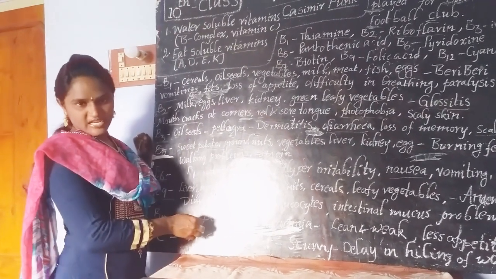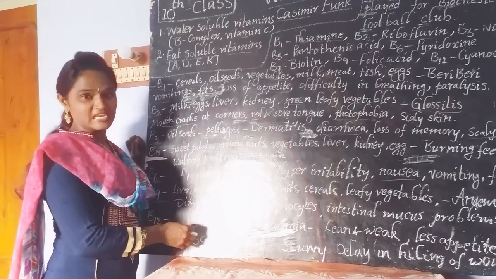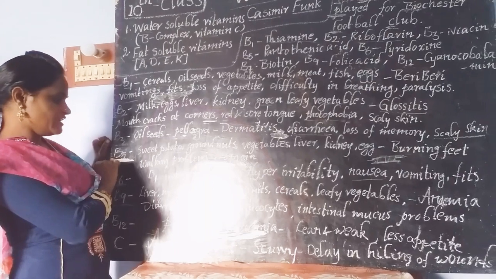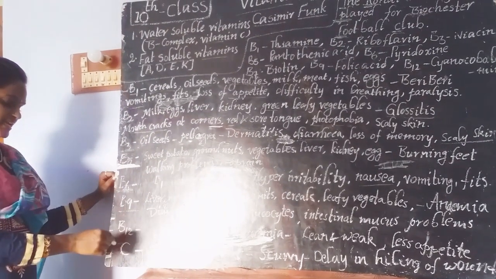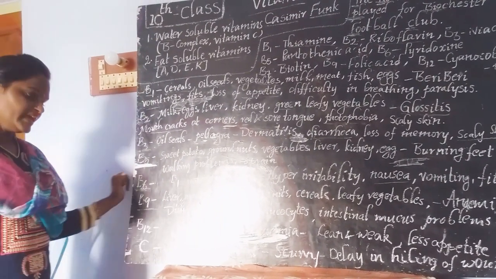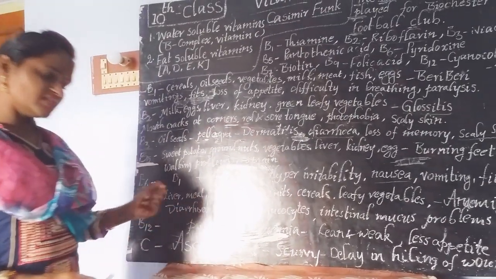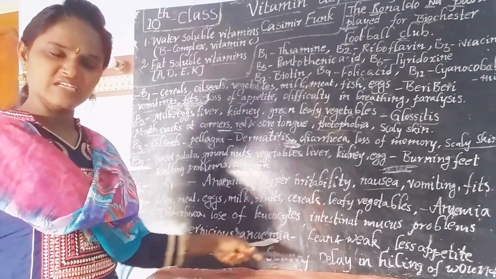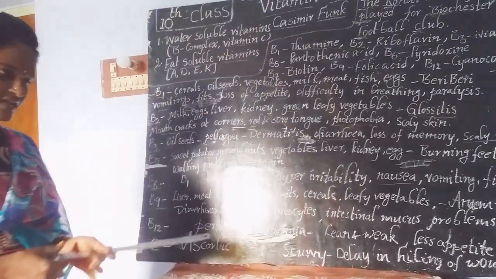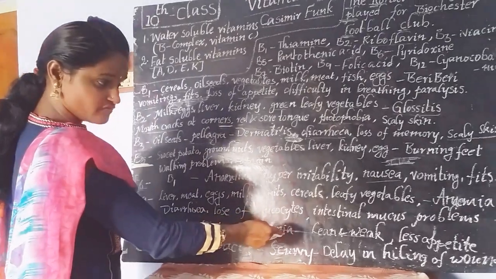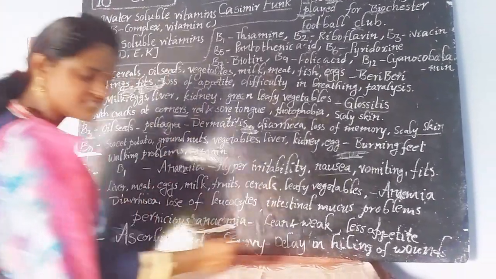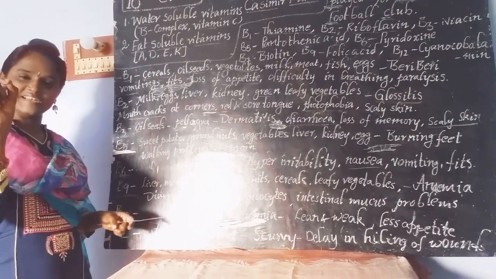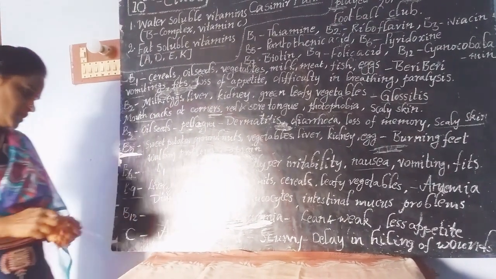Because of lack of this vitamin, we get pernicious anemia, very dangerous anemia. When compared with B6 and B9, here we get pernicious anemia. And what are the symptoms of this anemia? The people may become very lean, means they look very thin, and at the same time very weak, with less appetite. They don't have interest to take food. Always they have very little hunger sensation.